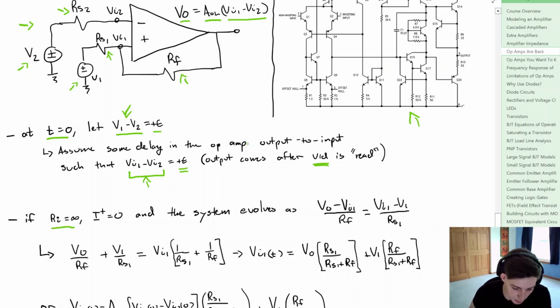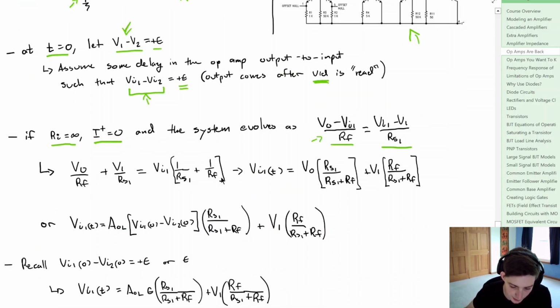Now, if the input impedance tends towards infinity, the current going into this positive node is equal to 0. So the system evolves like this: our output minus VI1, divided by that feedback resistor, is this current right here. That's going to be equal to VI1, the input voltage, minus the source voltage V1, divided by RS1. It's going to be that current there.